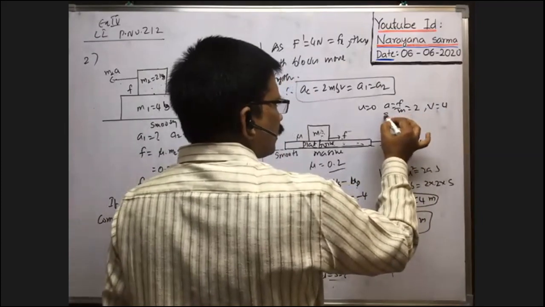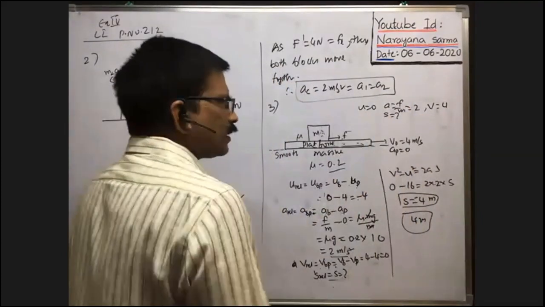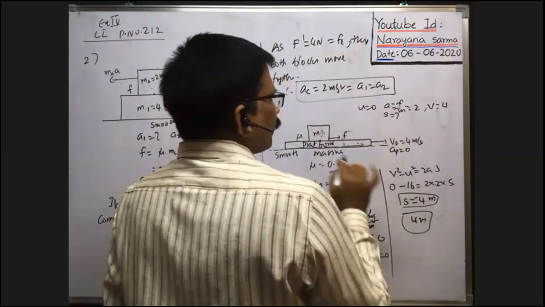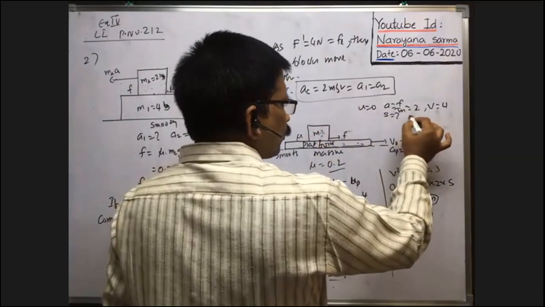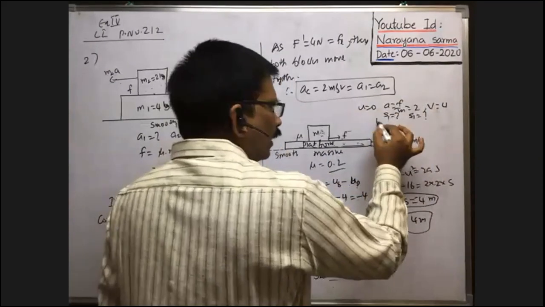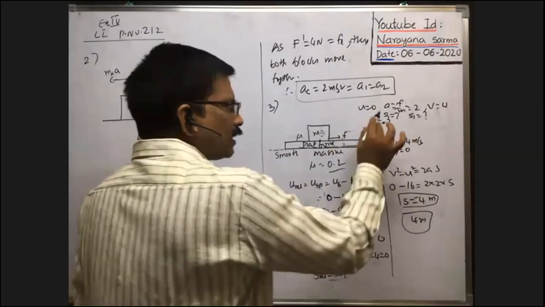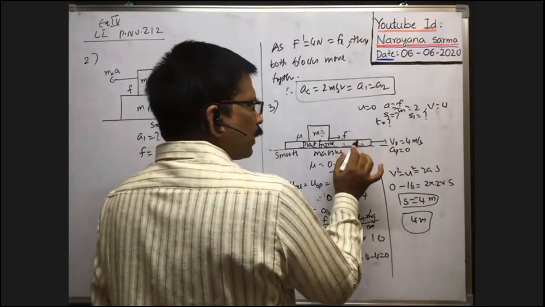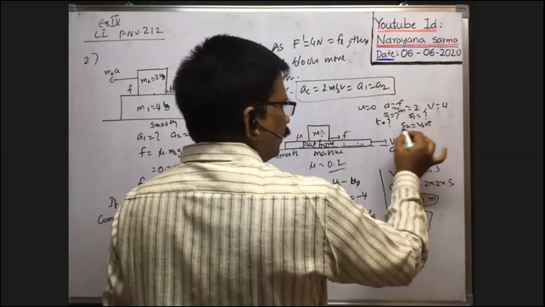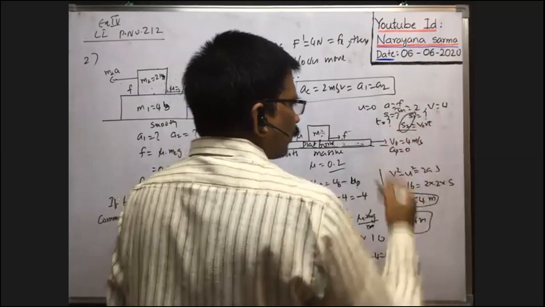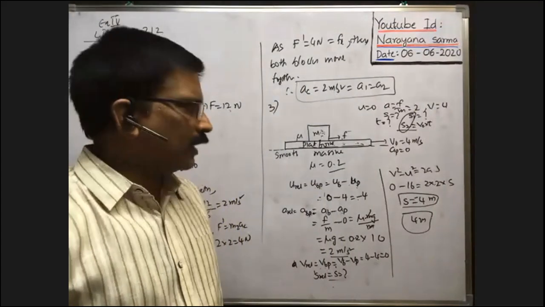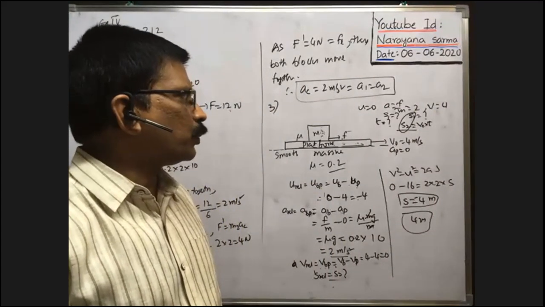Then what is the distance traveled by the block in this time? From v square minus u square is equal to 2as, you find the distance traveled by the block. You find the time. In the same time, what is the distance traveled by the platform? You find that S2. S2 is equal to the velocity of the platform into the time taken. So the difference between these two is the distance traveled by the block with respect to the platform.